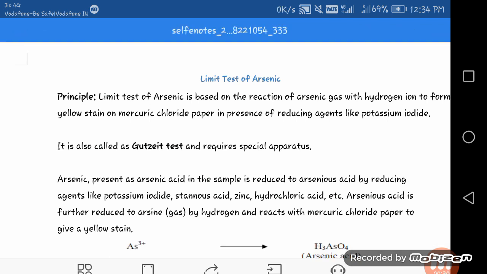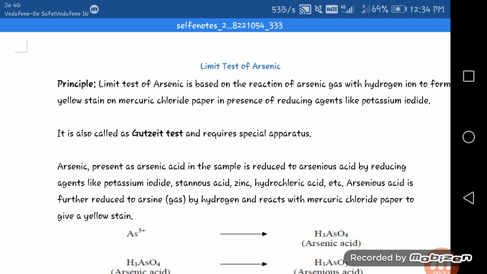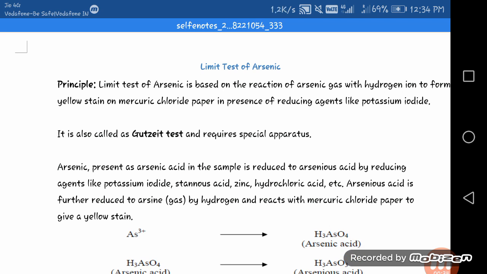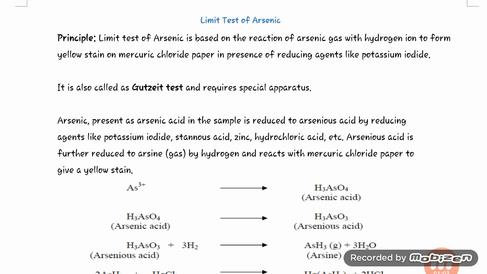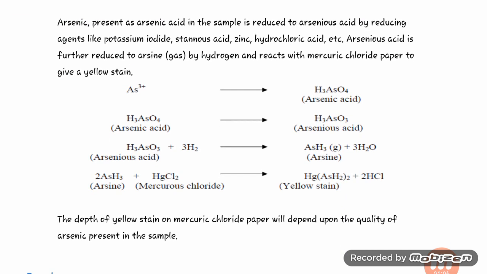Limit test of arsenic is based on the reaction of arsenic gas with hydrogen ion to form a yellow stain on mercuric chloride paper in presence of a reducing agent like potassium iodide. So the arsenic gas evolved during the experiment gives a yellow stain on mercuric chloride paper. So it is also known as Gutzeit test and requires special apparatus for that.